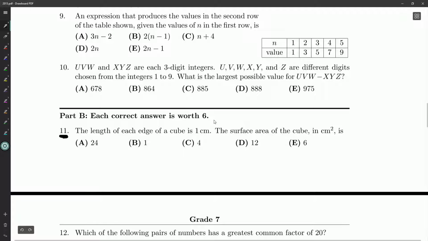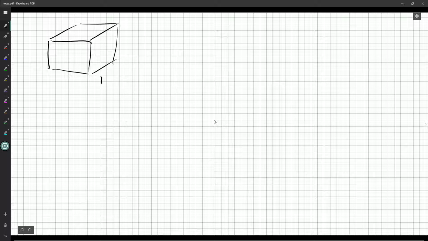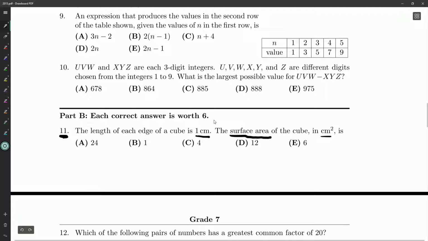Anyway, the length of each edge of a cube is 1 centimeter. The surface area of the whole cube in centimeters is... Okay, so we got a nice little cube. They're saying the length of each edge, so we might be able to quickly imagine this little cube, and it's 1 centimeter, 1 centimeter, and 1 centimeter. You really just need to know the length, the width, and the depth, or height, whatever you want to call it. And we want to know the surface area.